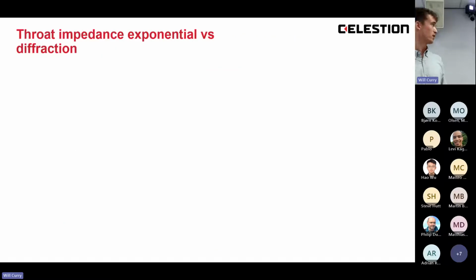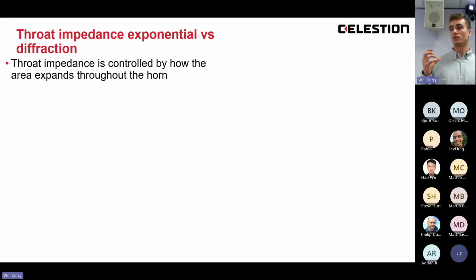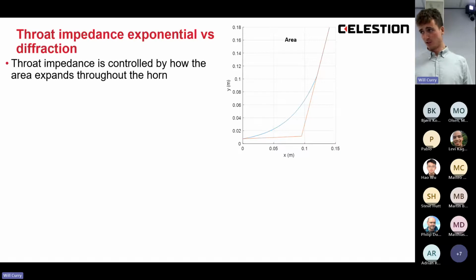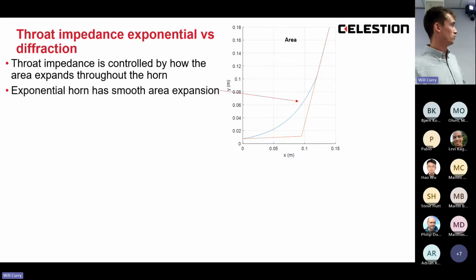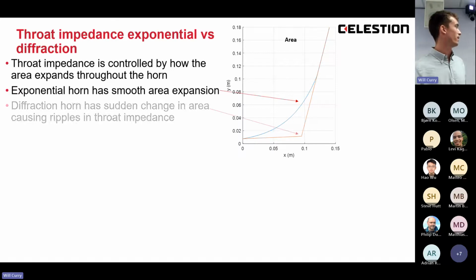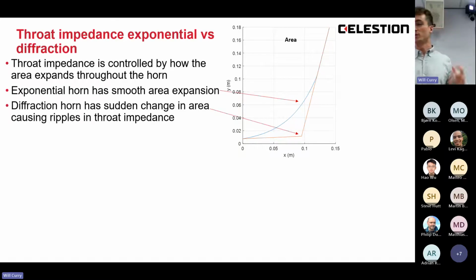This slide compares the same two horns, but now the throat impedance. So throat impedance is controlled by how the area expands through the horn. This is the area expansion of those two horns. The exponential's got this nice smooth expansion area, as opposed to the diffraction horn, which has this sudden change in area. And this causes ripples in the throat impedance, because some of the propagating sound waves actually reflect back up the horn where there's that sudden change in area.